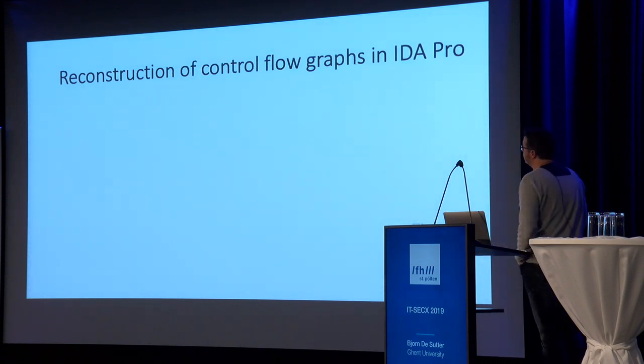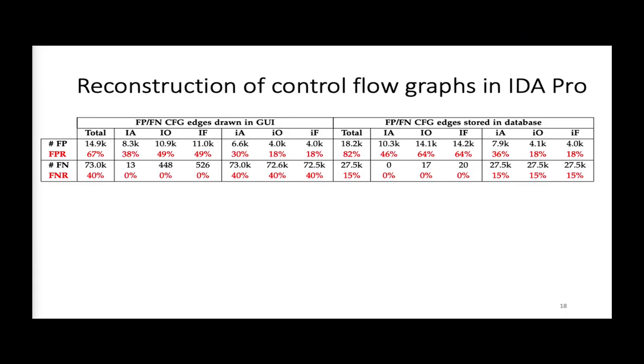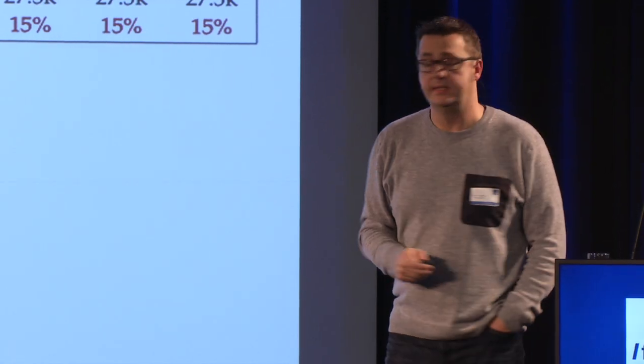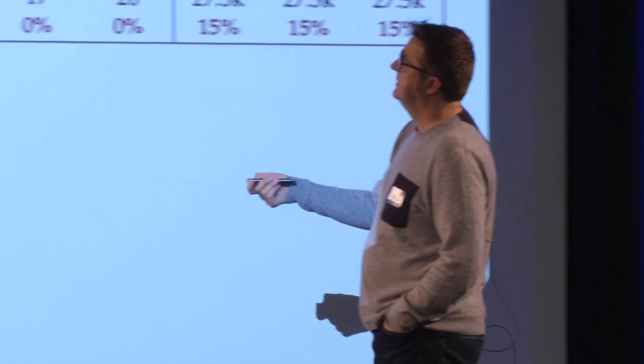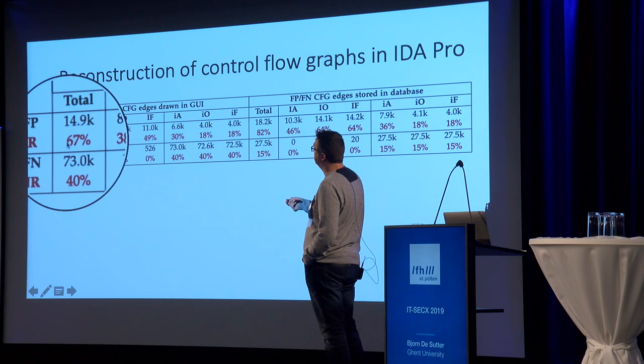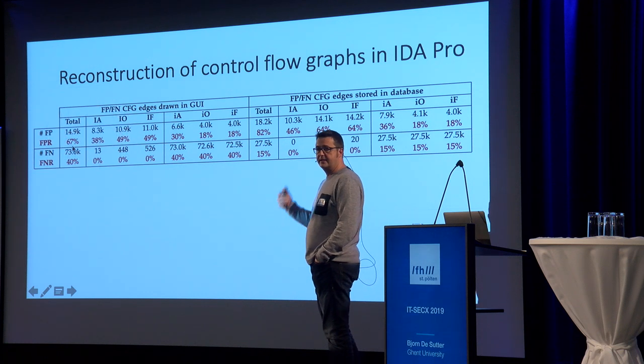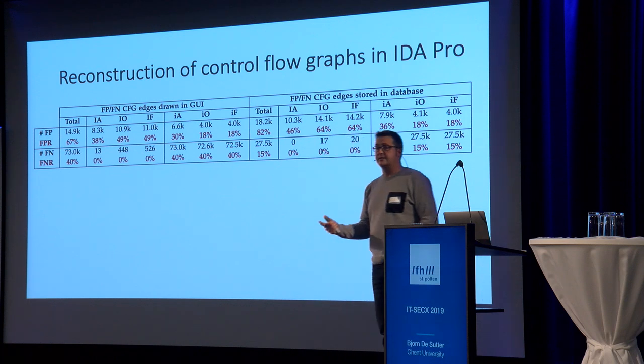I have some more detailed results of IDA Pro. I have to look at my time. I think I'm fine. A lot of numbers, but not all of them are very interesting. But here we just measured how many edges IDA Pro draws correctly, and how many that it should have drawn, it does not draw. So the numbers you see here are false positive rates and false negative rates, and they are pretty high, meaning that IDA Pro misses a lot of the true edges, and it draws a lot of fake edges.